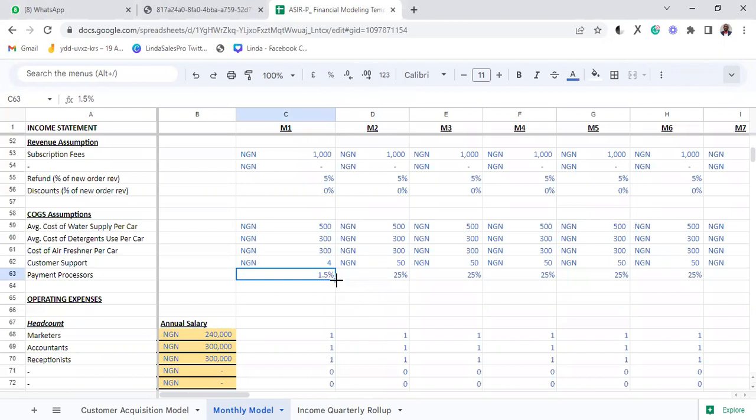So let's say you are building a model where there are agents that take 25% of every money you generate. So this is where you can factor it in. In that case, you need to factor in that agents will take some amount of money from every money you realize. So from every 1,000 naira a customer pays, there is 1.5% that goes to the payment processor. There is 4 naira we used to spend for customer support, or 5 naira.